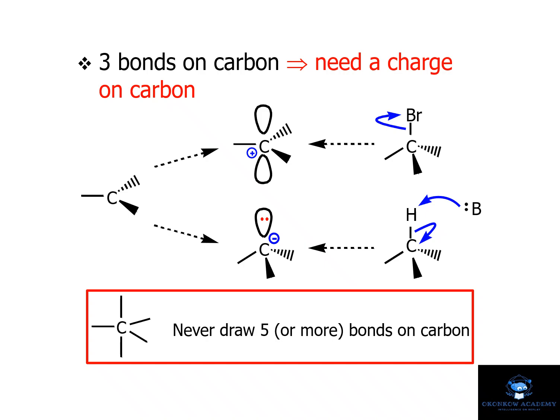Now, what if carbon has only 3 bonds? That's possible, but it requires a formal charge on the carbon atom. For example, a carbocation has 3 bonds and a positive charge. That means it has lost a valence electron. A carbanion has 3 bonds and a negative charge. That means it has gained an extra electron. These are reactive intermediates you encounter throughout the course. And to reiterate, never draw 5 or more bonds on carbon.